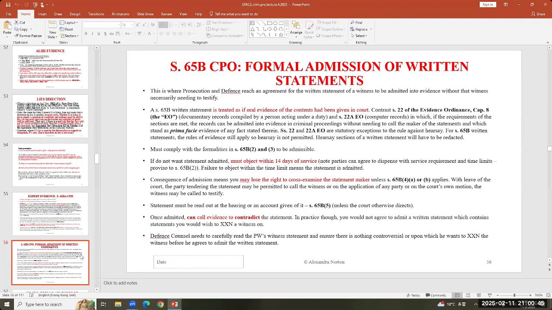If the statement is admitted, you can call evidence to contradict, but it would sort of make nonsense of the whole procedure, right? If you agree to admit a statement where you disagree with the contents and you're going to call other evidence to contradict it, why would you ever agree to admit it in the first place, right? So the best course of action is, if you don't agree with the contents of the statement, if it's contrary to the case theory, then just object within the 14 days and it doesn't get admitted, and require that witness to come along and testify so you can cross-examine them.